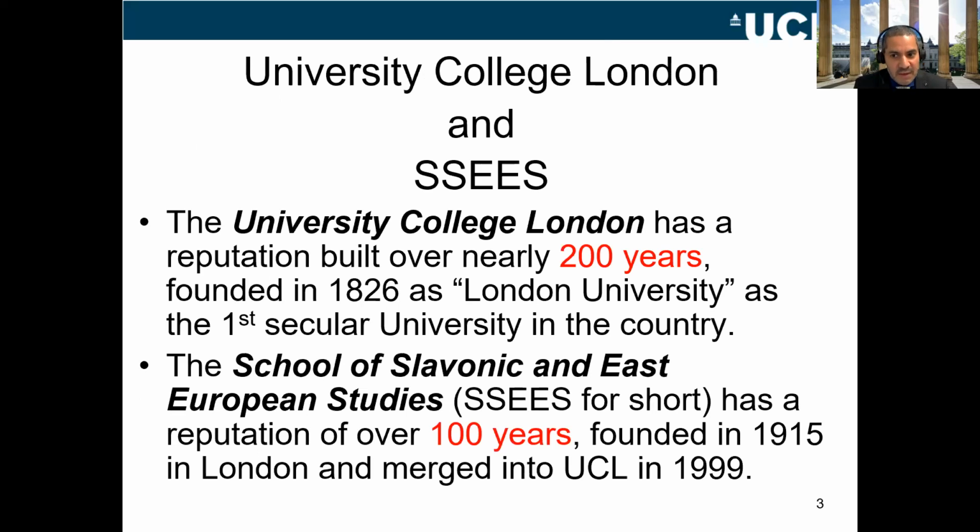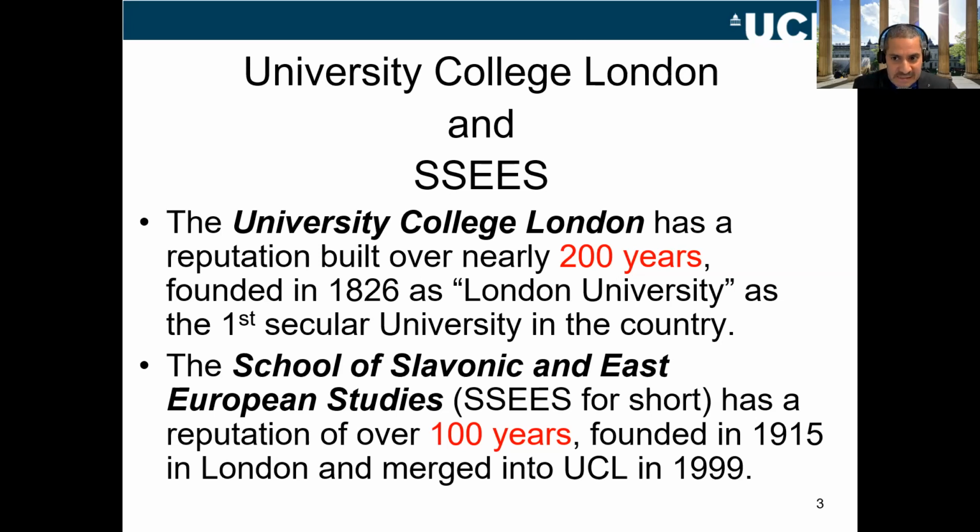So let me now speak a bit about University College London and about SSEES. University College London has a reputation that is quite good and world renowned, and it's basically 200 years of disruptive thinking. We were founded in 1826, quite a long time ago, and UCL at the time was the first secular university in the country. You had Cambridge, Oxford, but these were obviously still linked to the religious upbringing, and we weren't. So this is the first secular university, and we're very proud of that.